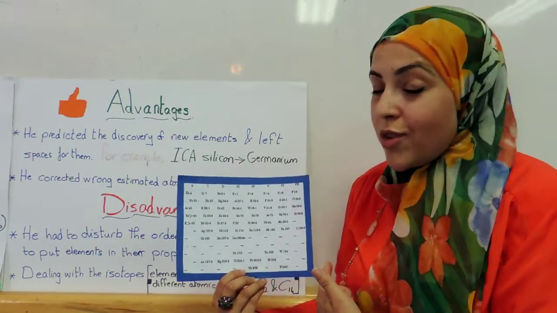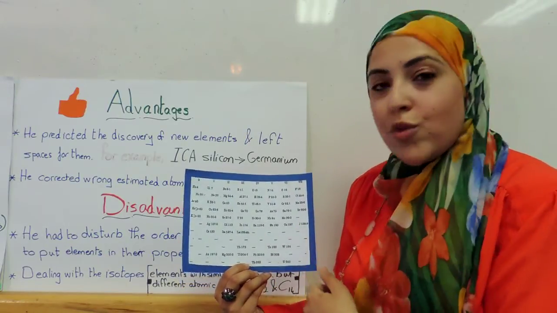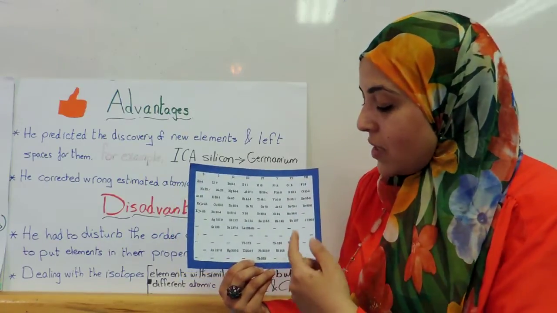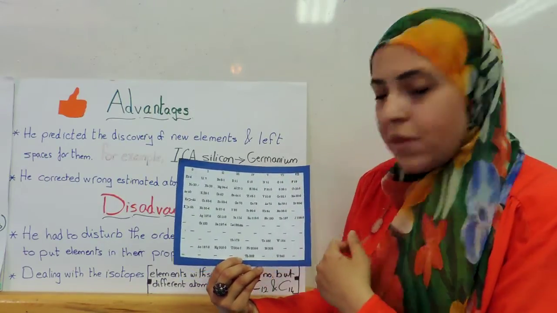But wait, it was not all sugar and cream. There were also some problems with Mendeleev's arrangement. Let us talk about these disadvantages. But first, let me show you something.